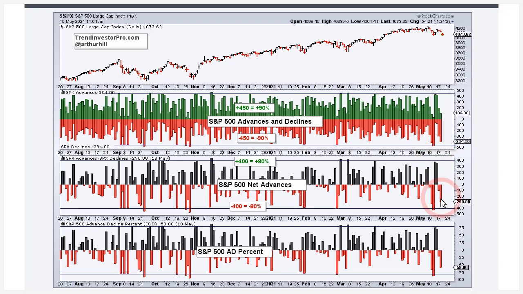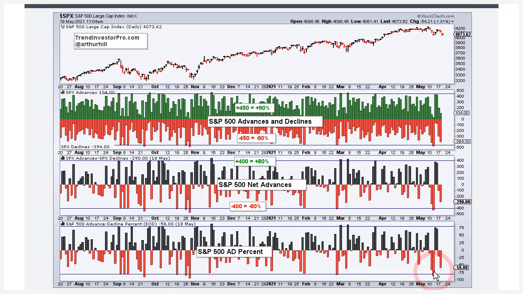And so then we get net advances, and that would be the number of advancers less the number of decliners. So we can see we didn't have very many advancers. We had a lot of decliners, so it's a negative number. It's below -400. And then we take that negative number and we divide it by the total number of stocks. And when it goes below -80%, that means more than 90% of stocks in the S&P 500 declined. This is AD%. Advances minus declines divided by total issues.